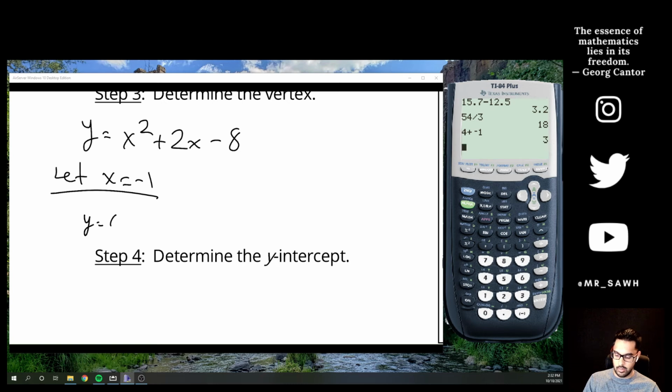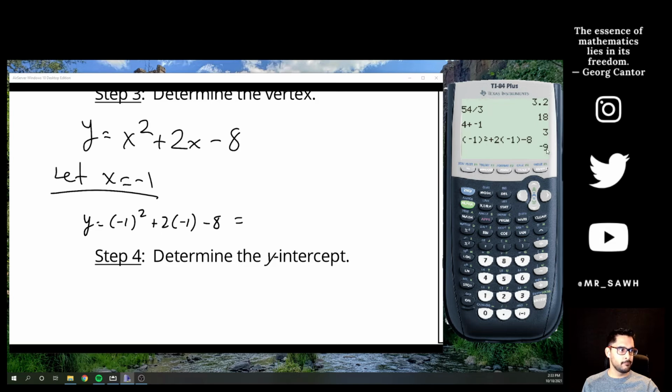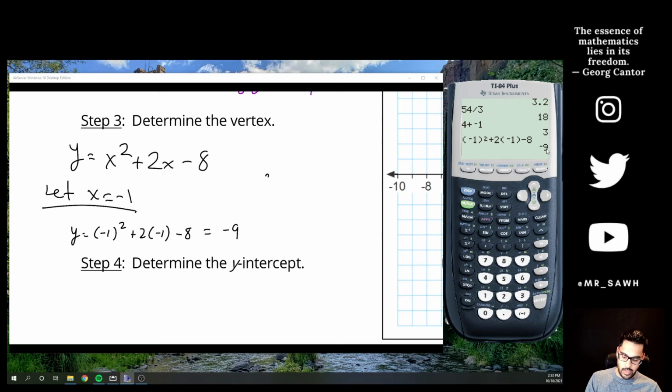Right? So y is going to equal negative 1 squared plus 2 multiplied with negative 1 minus 8. So we can put all that into the calculator at the same time, as long as you use brackets on the square, because it won't square the negative sign if you don't, and that's a problem. And then subtract 8, so we're going to end up with minus 9. Okay, so now I know my vertex: x coordinate is minus 1, y coordinate is minus 9. Super helpful.